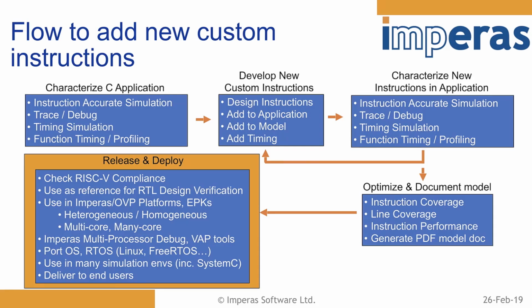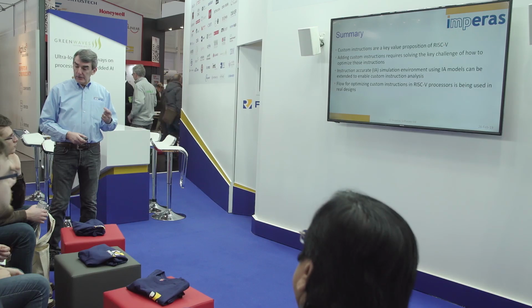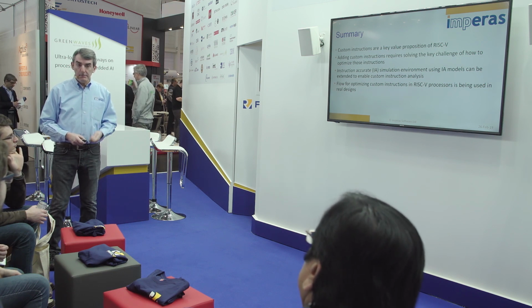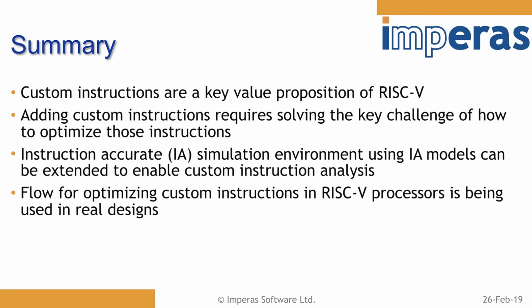And then finally, this is the stage where you want to release and deploy to all your application developers, either internally to your company or your partners or the wider ecosystem. So in summary, within RISC-V, custom instructions add a lot of value and a lot of flexibility, but it's important to tune your full application to look at the way these instructions impact and support your whole development. Using an instruction-accurate model allows you to run your full application code, retain compliance, and do all of your testing and analysis. So thank you.